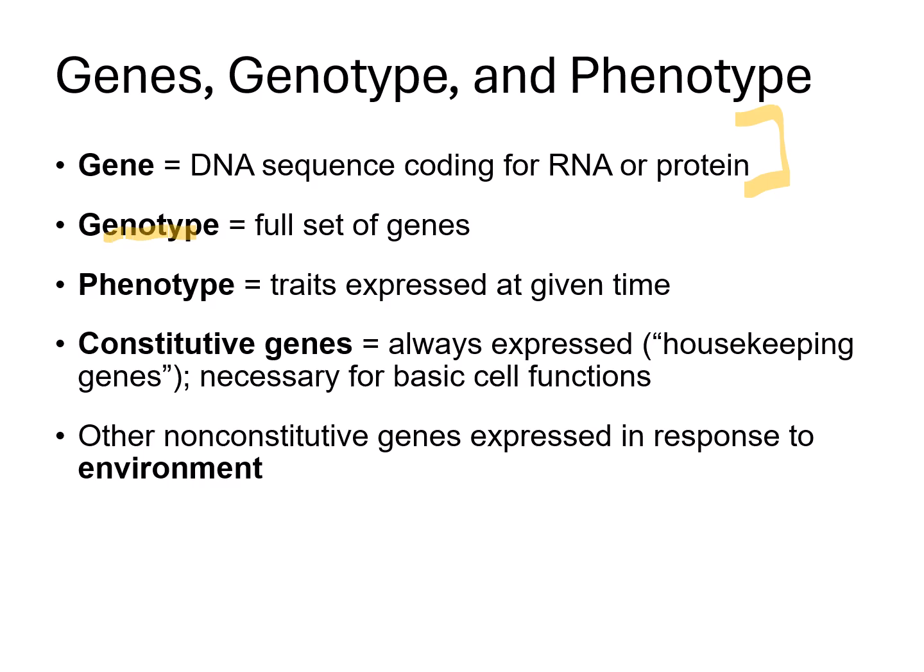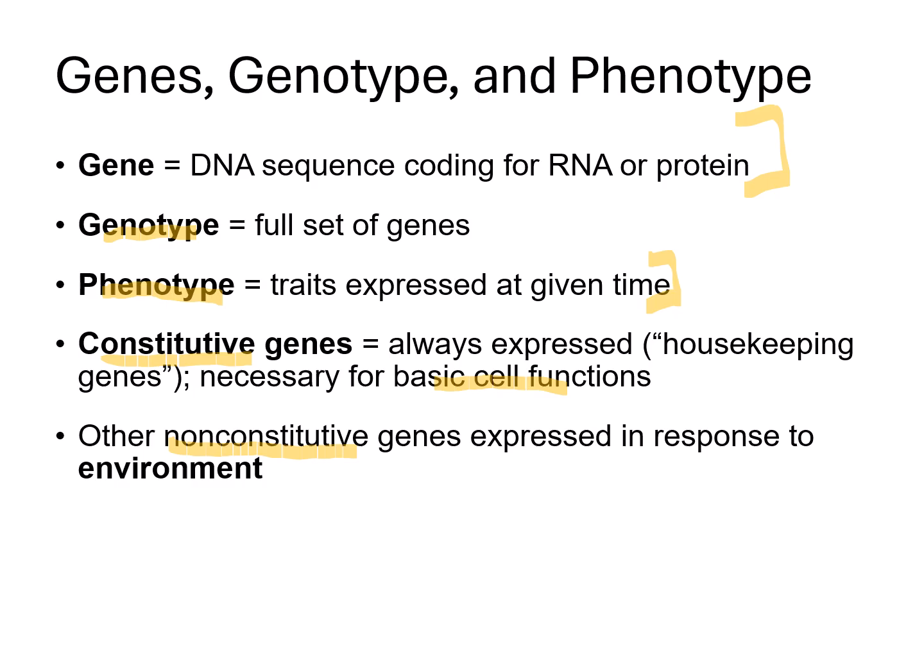A cell's genotype is its full set of genes, whereas its phenotype is the set of traits expressed at a given time. So basically what you see, your physical traits that are seen due to the expression of genes. Some genes are constitutive. These genes are called housekeeping genes sometimes. These are expressed all of the time because they're necessary for basic cell functions. Other genes are regulated and expressed only in response to environmental changes, and those are non-constitutive genes.